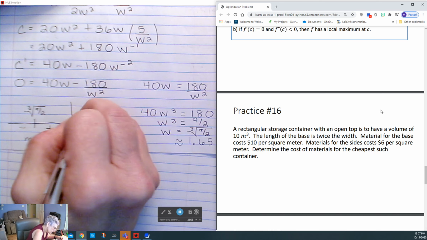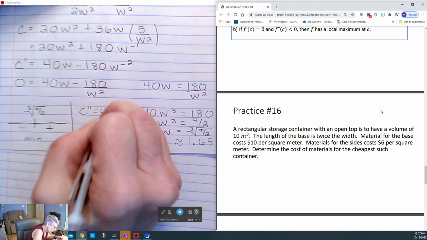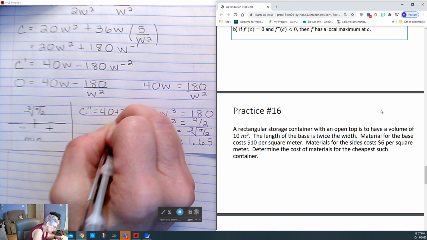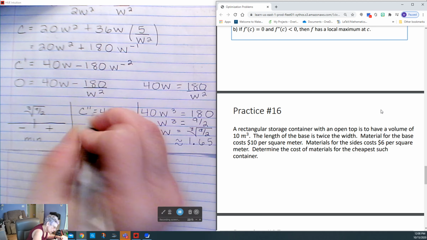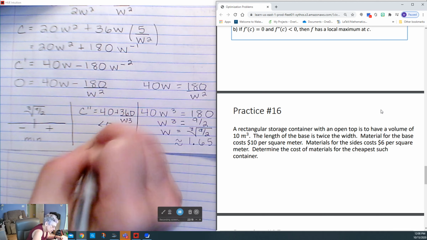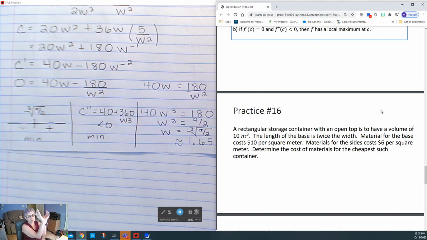Option two, second derivative is equal to 40 plus 360 over W cubed, which is greater than 0, which means I'm concave up like a cup, which means I have a min.